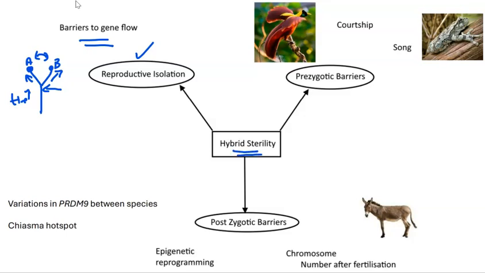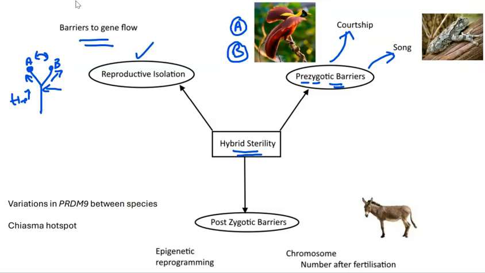So this hybrid sterility, which results when two species try to breed with each other, has some possible explanations. They could be prezygotic barriers in which courtship, behavior, and song isolate the two populations A and B from each other. In this particular case, we've got these birds of paradise shown here, and they have different courtship dances in the different species, and that means that they don't respond to each other, and therefore they don't breed. So that's prezygotic, zygote referring to the fertilized egg.